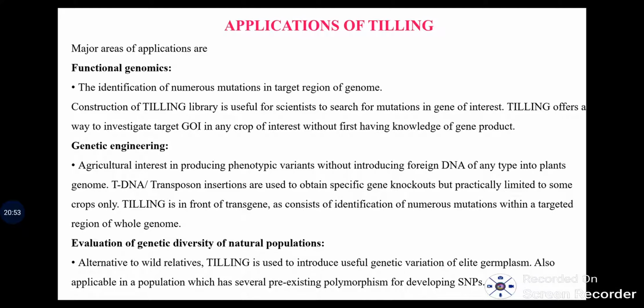Second approach is genetic engineering, where we may go for foreign DNA of any type into plant genome. tDNA or transposon insertion are used to obtain specific gene knockouts, but practically limited to some crops only. Tilling is in front of transgene as consists of identification of numerous mutations within a targeted region of whole genome. Third is evolutionary biology, where alternative to wild relatives, tilling is used to introduce useful genetic variation in the allied germplasm, also applicable in a population which has several pre-existing polymorphism for developing SNPs.